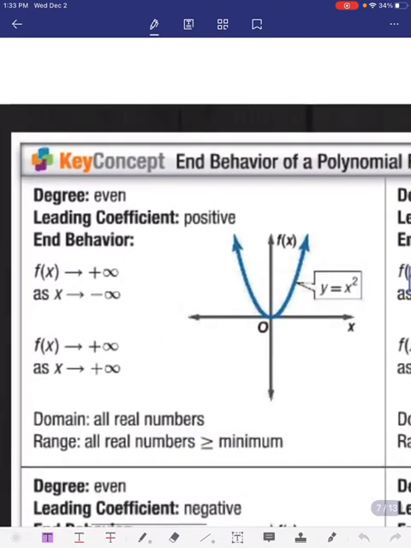So, I have a couple of examples here. Notice on this one, both of our ends are pointing up. So f of x is going towards positive infinity on both of them. So we say f of x goes towards positive infinity as x goes towards negative infinity, and then also f of x goes towards positive infinity as x goes towards positive infinity.